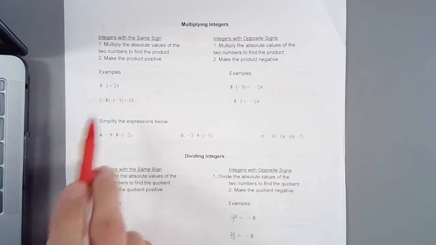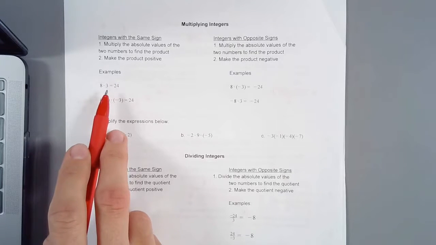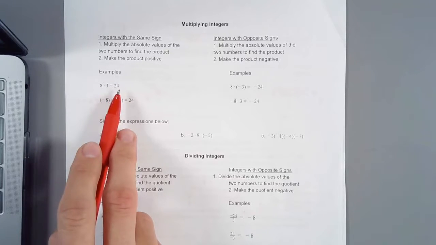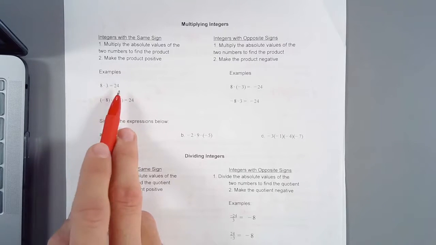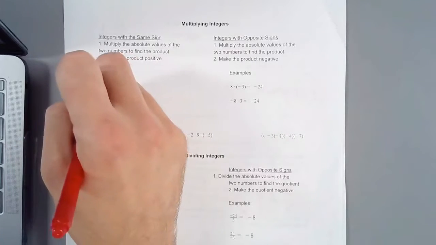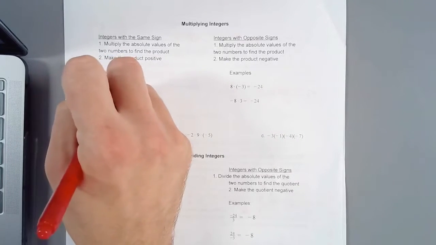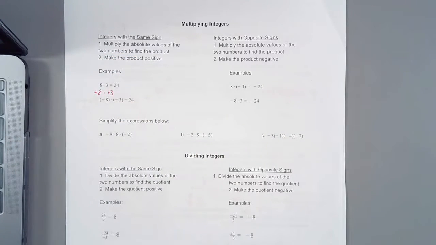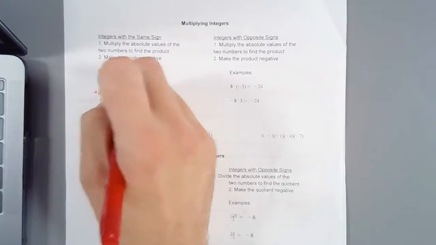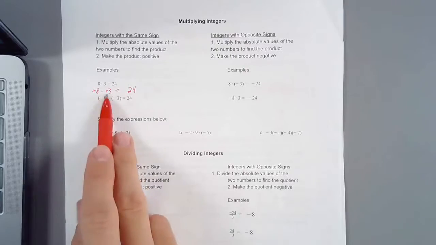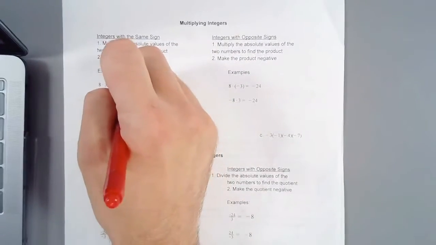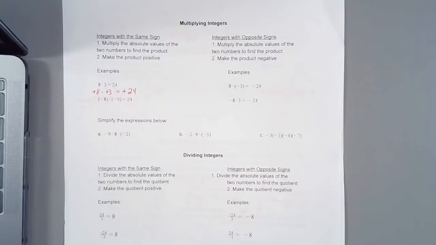So, if I have 8 times 3, that's 24. We know that from years and years of practice doing times tables. But really I have a positive 8 times a positive 3. So I'm going to do 8 times 3, and that's going to give me 24. Now, that 24 is going to be positive because I have a plus and a plus. So positive times positive is positive.